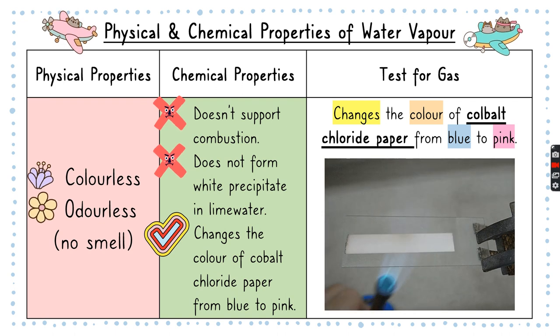So the test for water vapor gas is to use cobalt chloride paper, which is originally blue. And you can see from this GIF that the person is heating up that cobalt chloride paper. When this person heats up the cobalt chloride paper, it's evaporating the water into water vapor away from the paper. That's why it returned to its original color, which is blue.